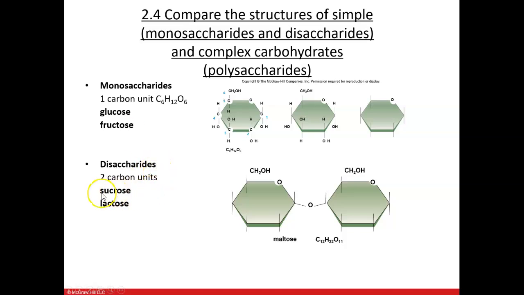The disaccharides are, well, there's a lot of them, but the ones that we're going to talk about are sucrose and lactose. Sucrose is your table sugar. And so one of the monosaccharides in sucrose is glucose and one is fructose. With lactose, one of the monosaccharides is glucose and one is something called galactose. But just know that these are disaccharides, and lactose happens to be milk sugar. A lot of you are familiar with the concept of being lactose intolerant, and we'll talk about that later on.